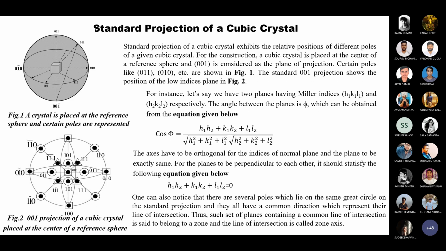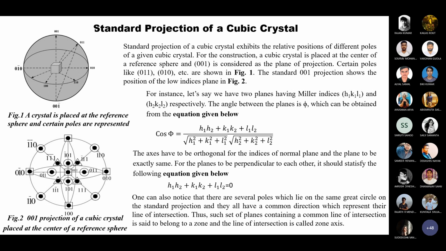This is a very standard projection of a cubic crystal, and here you can calculate the angle between two planes. This equation is based on the Miller indices. If you know the two plane Miller indices, you can directly calculate their angular relationship based on this equation. This is direct, but you have to understand how these things are constructed. For that purpose, I have discussed all the background in today's class.